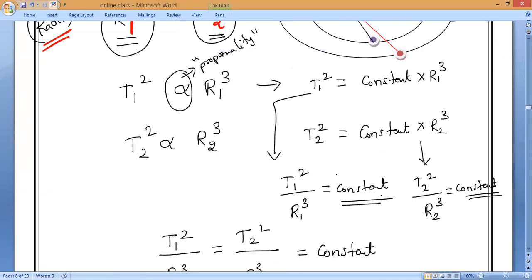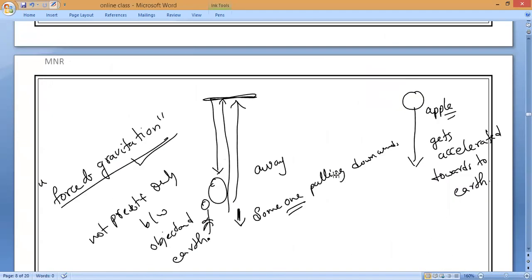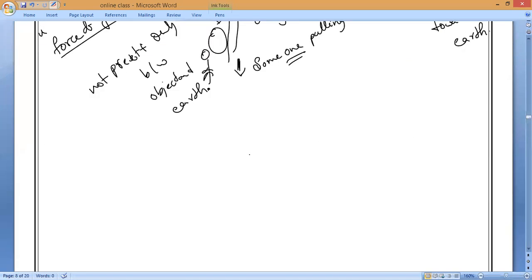Then Newton's law of gravitation, tomorrow we'll derive it very neatly, and we'll also study how he guessed the universal law of gravitation with the help of Kepler's laws, meaning the interconnectivity between Kepler's laws and Newton's law. That we'll study in tomorrow's class.